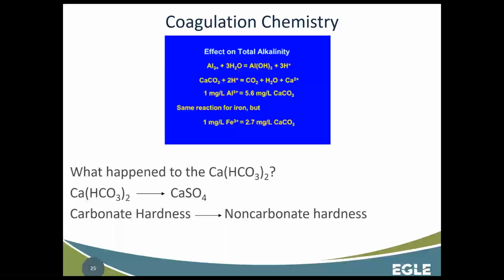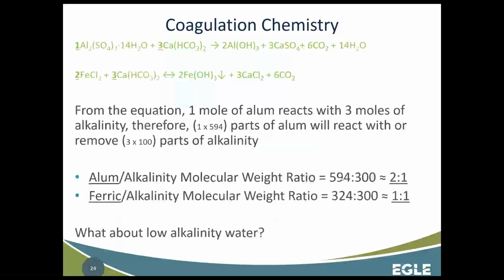So for aluminum, you're looking at 5.6 milligrams per liter of alkalinity being removed for each milligram per liter of coagulant as aluminum ion. And the amount of alkalinity being consumed for iron ion is 2.7 milligrams per liter. This is interesting because on the previous slide, we were looking at the mass of the entire alum molecule rather than just the aluminum.